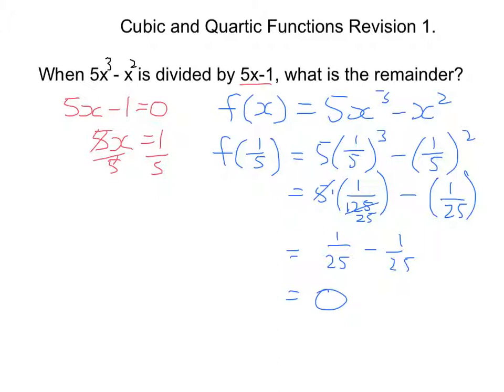An alternative way you could have done it is you could have factorised the original expression at the beginning, where the function of x was equal to 5x cubed take away x squared. X squared is common to both of those, so if I bring x squared out as a common factor, we would then be left with 5x take away 1 as our alternative method, and then again we substitute x is equal to 1/5.